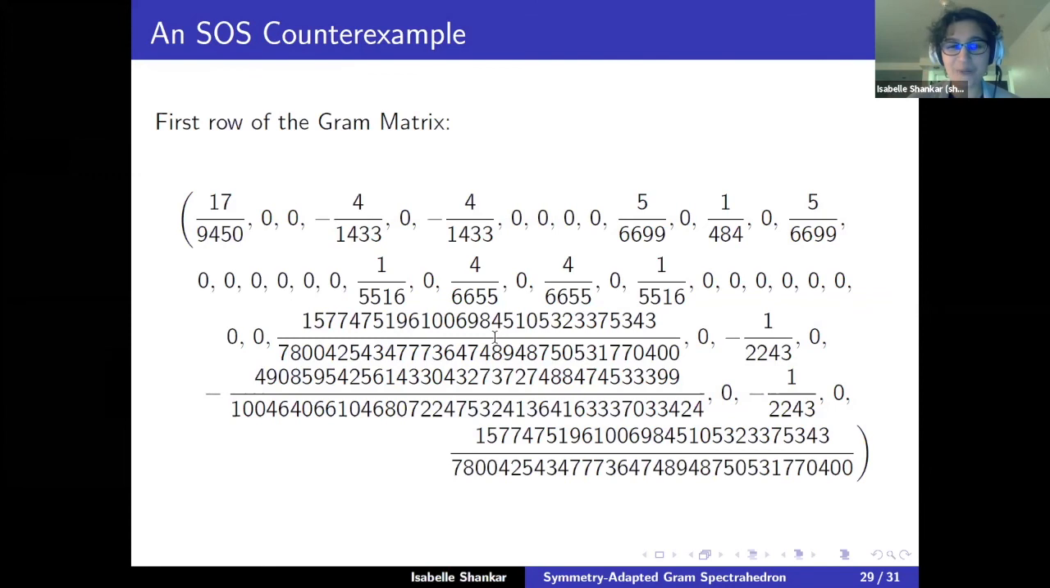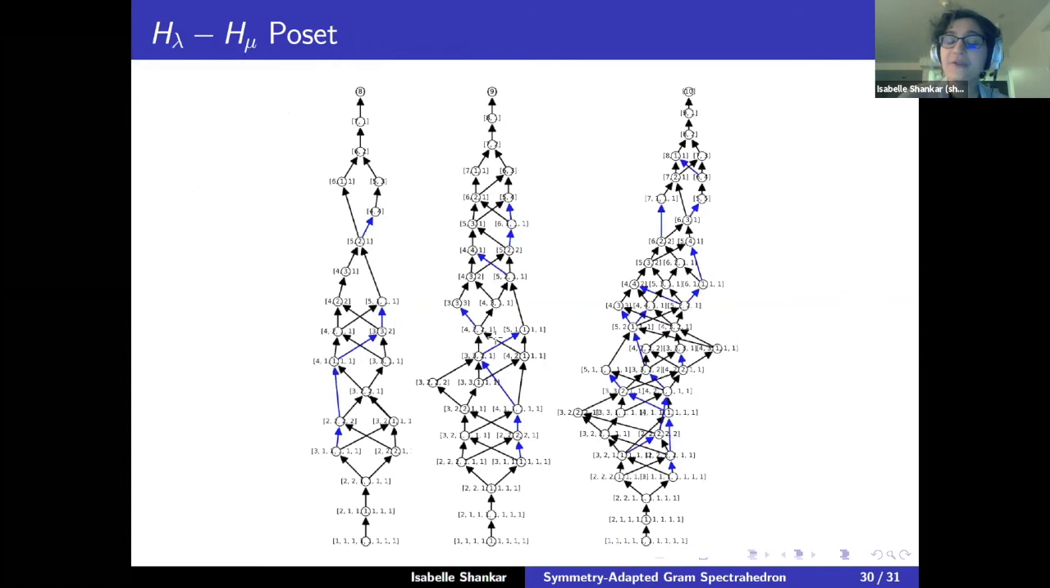You may notice that the denominator grows quite a bit, or really the numbers grow quite a bit, and that's largely because we had to do a rounding process. We got a numerical solution from an SDP solver, which we then applied rational rounding to get this exact solution for the proof. So this is just the first row of our 45 by 45 matrix. It's a bit much, but yeah, it was also not the only counterexample that we got.